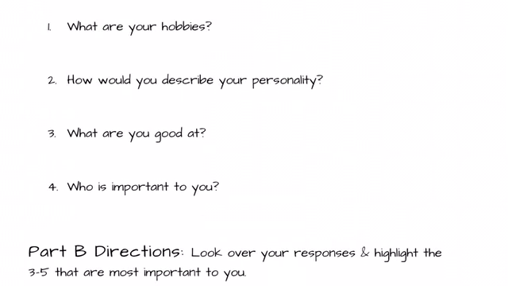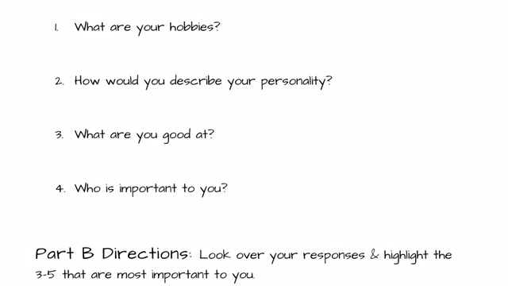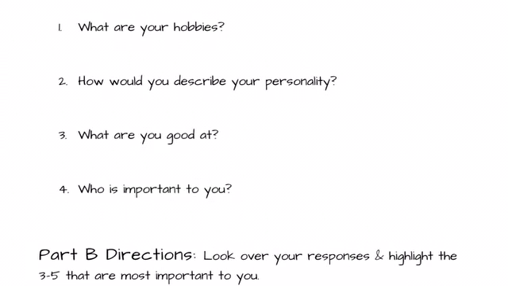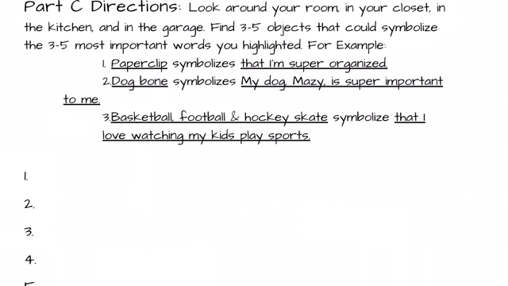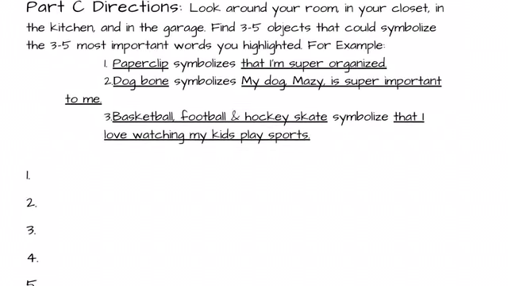Next, you're going to look at the things that you've written down. You're going to choose the 3 to 5 that are most important to you, that get at the core of who you are. Now that you've decided on those 3 to 5 things that explain who you are at your core, now we got to think of something to symbolize each of those 3 to 5 things. You'll see I have a couple of examples for you here on your brainstorming sheet.